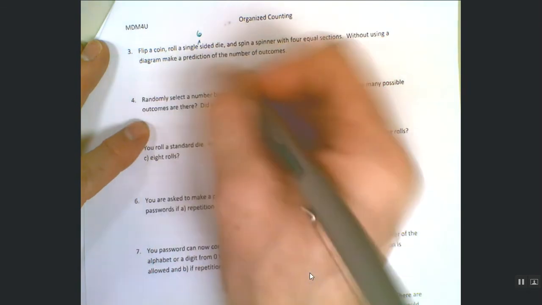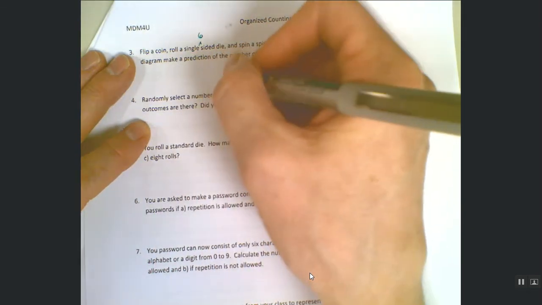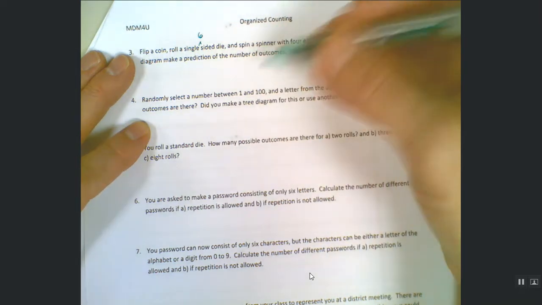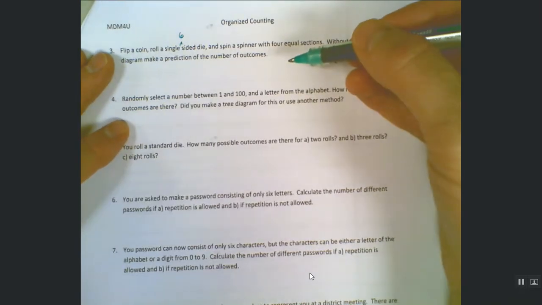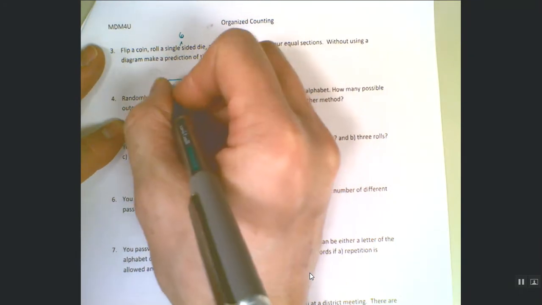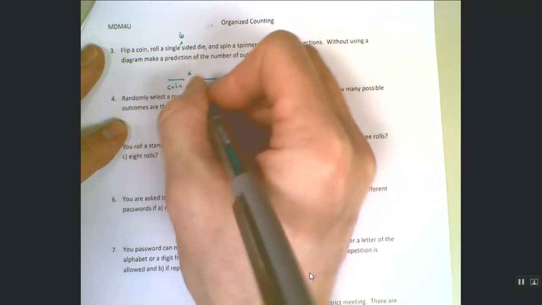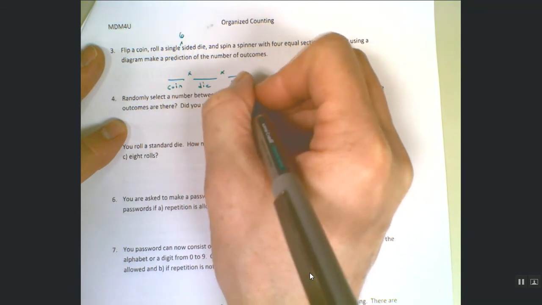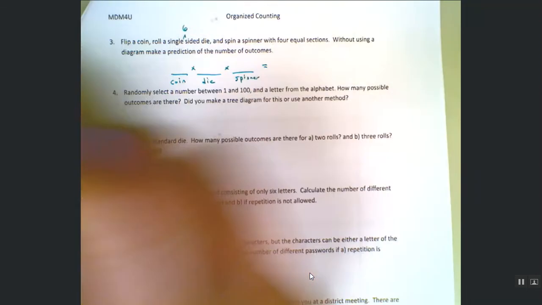Without using a diagram, obviously I didn't give you enough space, because I don't want to go heads, tails, 6 different options, then off those 6 draw another 4. That's just crazy to figure out how many possible outcomes there would be. So for the coin, and then the die, and then the spinner, we look at the number of options.